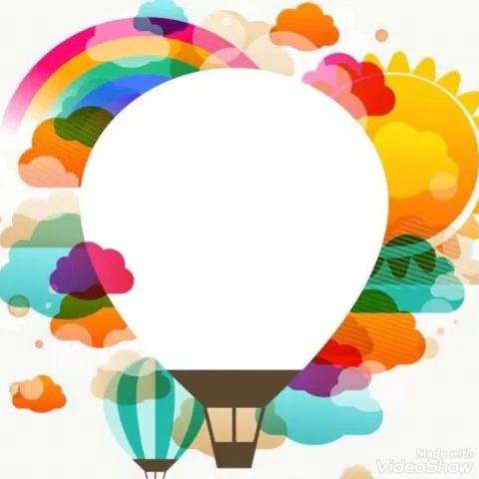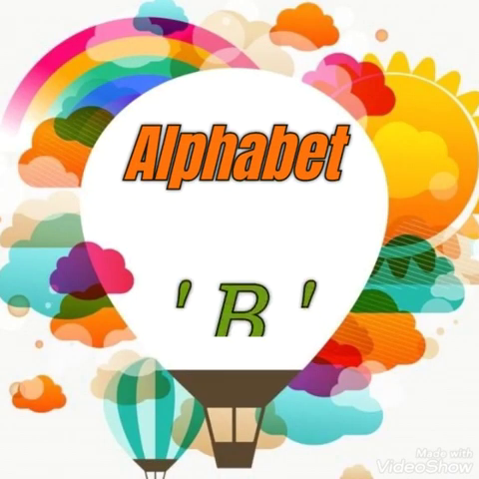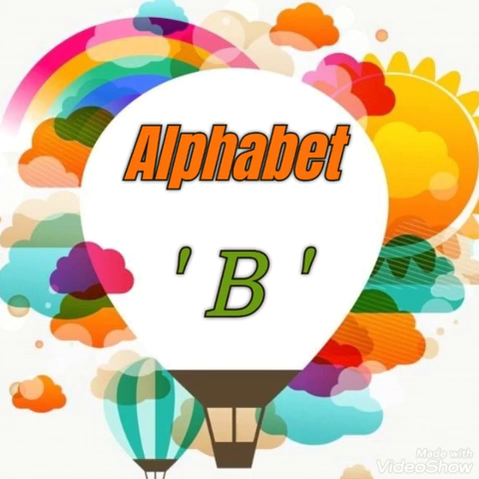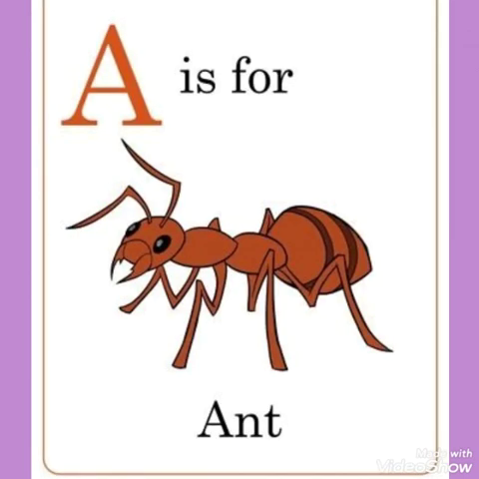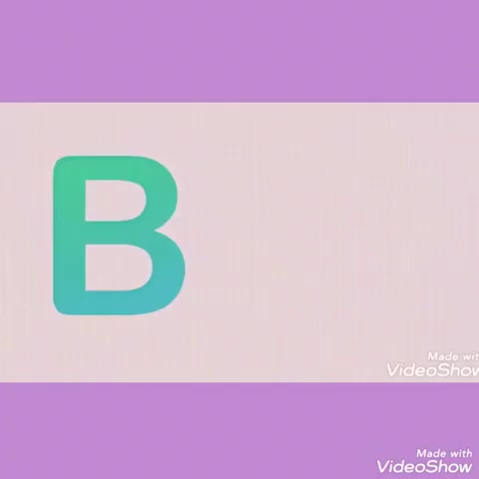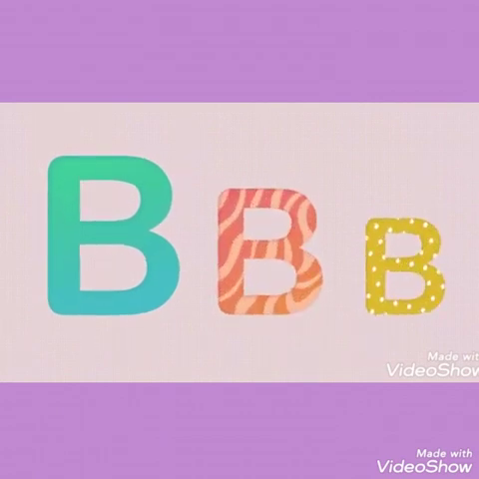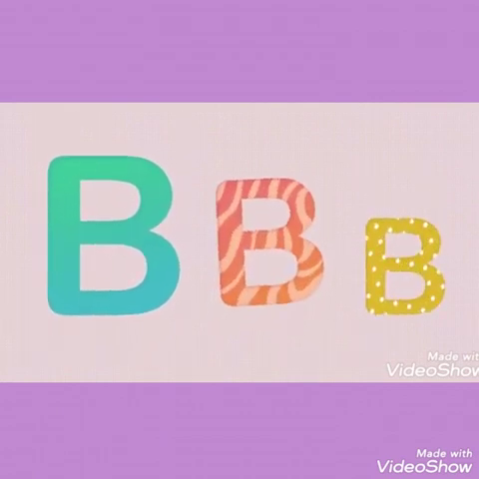Today we are going to learn alphabet B. In the previous video you have learned alphabet A. A is for ant. A is for ant. And now, letter B.